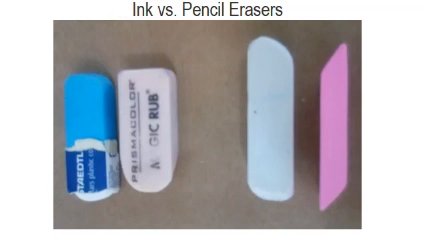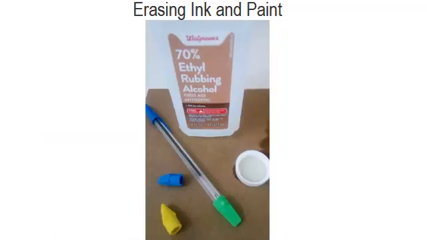Wet paint can also be easily wiped off with paper towel, but it can dry fairly quickly. The best way to remove paint or ink is with rubbing alcohol. It works with both ink and pencil erasers.